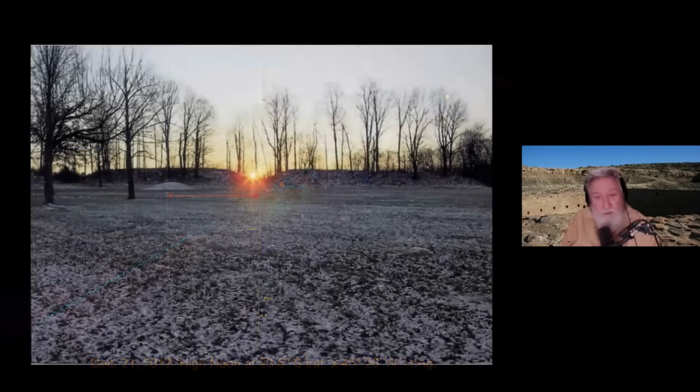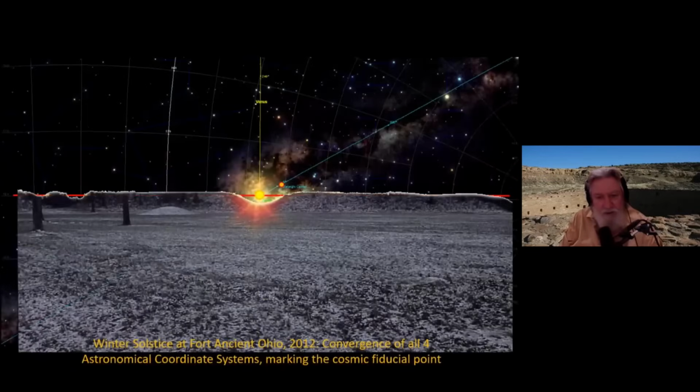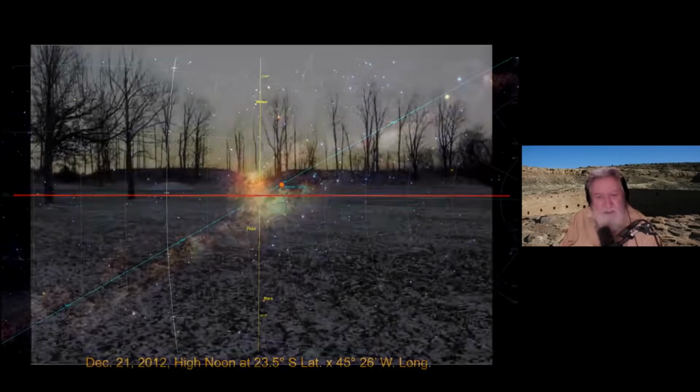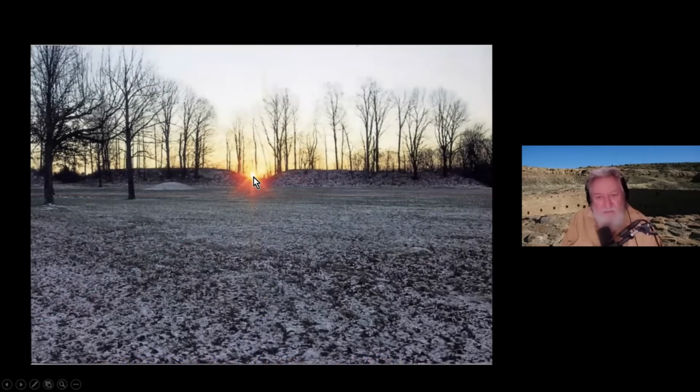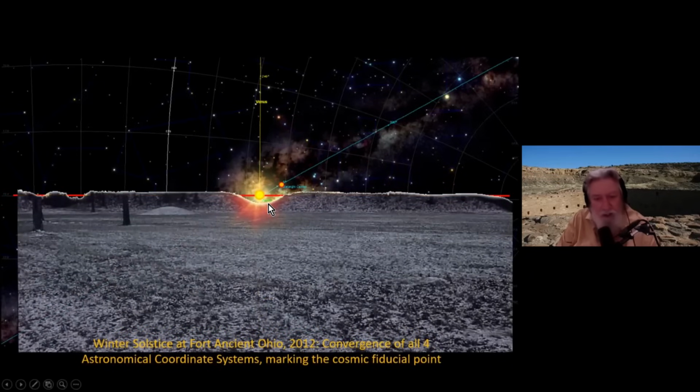Now, from our point of view, I'm just using Fort Ancient as an example. We can see that. Let's see here. There we go. Okay, so that event that's happening now in this epoch, and was pretty much very precise on 2012. We'll see right here.